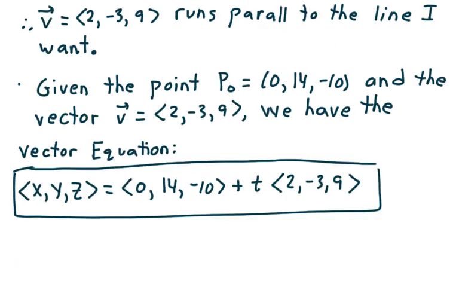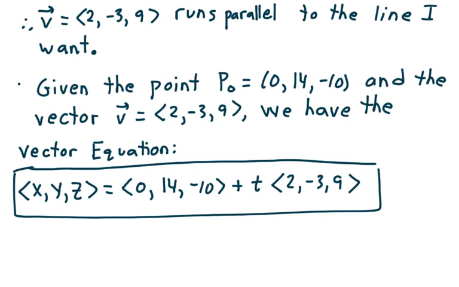And that's basically what I say on the next page. So v equals 2, negative 3, 9, so that vector runs parallel. I should spell parallel, right? Parallel. So this vector v runs parallel to the line that I desire. So now, given the point P naught, which is 0, 14, negative 10, and the vector v, which is 2, negative 3, 9, we have the given vector equation.